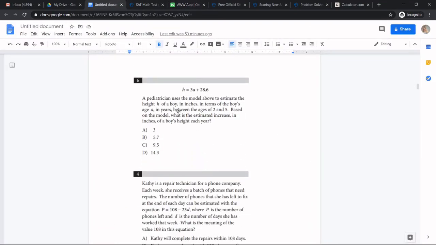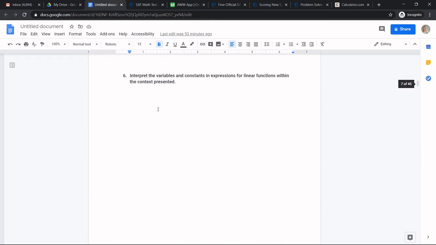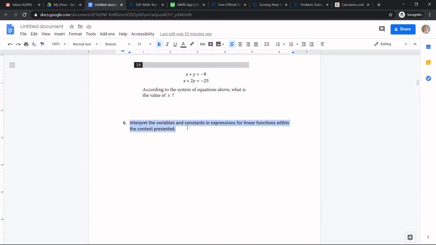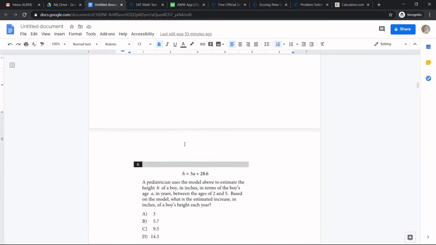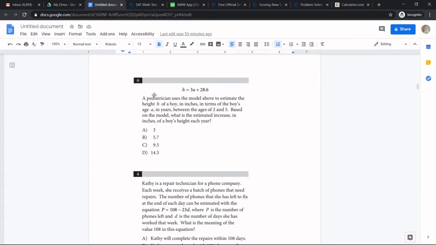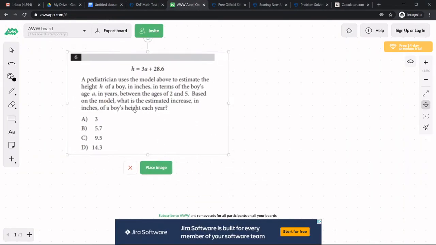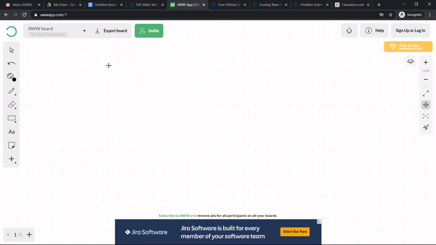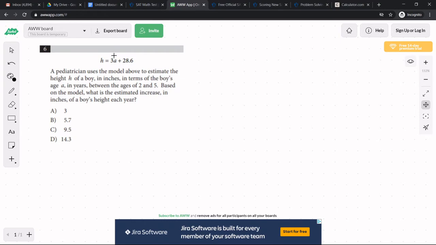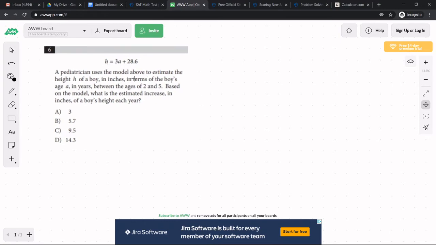Alright, these questions are actually pretty easy. Interpret the variables and constants in expressions for linear functions within context presented. All that means is we're going to look at that y equals mx plus b formula, and we're just going to try and see what the m and the b actually mean. This is, again, the same format as y equals mx plus b. Just replace y with h and x with a, and it's the same thing.